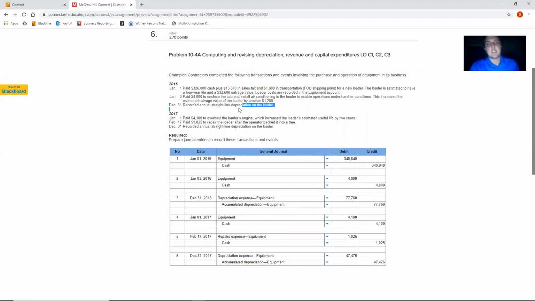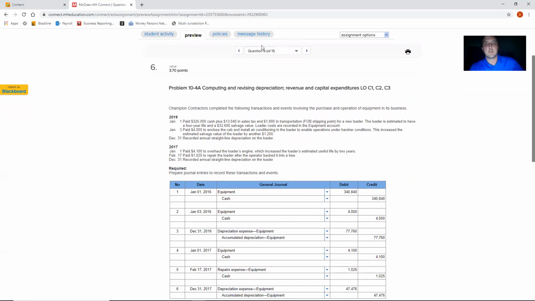All right, and then straight line, we'll take that historic value minus any salvage value divided by the useful life. And so you saw that formula on the first ones. So again, just repetition on those.